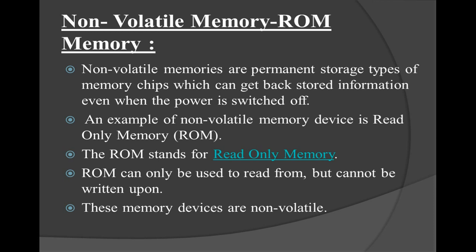An example of a non-volatile memory is ROM, that is read only memory. ROM stands for read only memory. ROM can only be read from but cannot be written upon. Once the data is written into it, it is stored permanently. If you want to write to it next time, it cannot be written. You can just read the data once it has been stored. That is called read only memory, and such memories are called non-volatile memory.